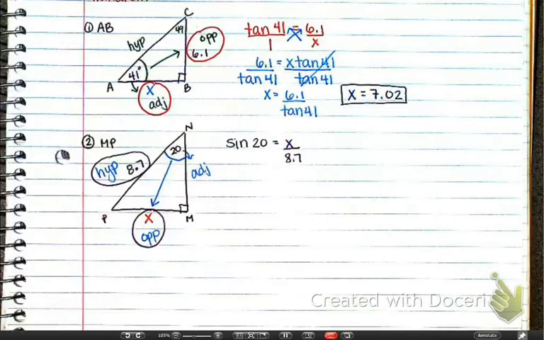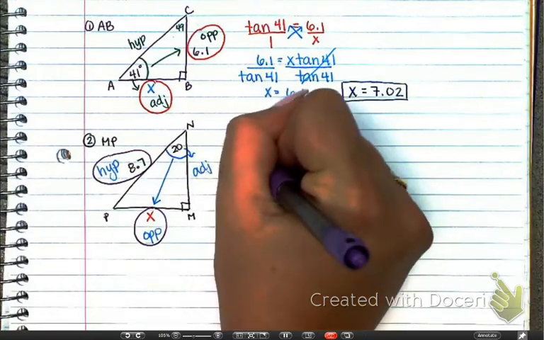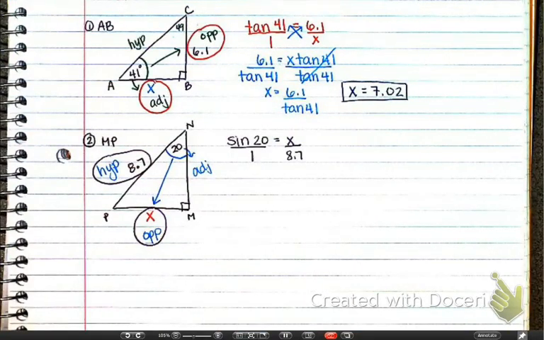8.7. Now before we solve, do you see a difference between this problem and the one above? Yeah. What's the difference? X is on the top on this one. It was on the bottom on the last one, right? Okay, so we still are going to cross multiply. So if you want to put this over 1, that's fine. We're still going to cross multiply.